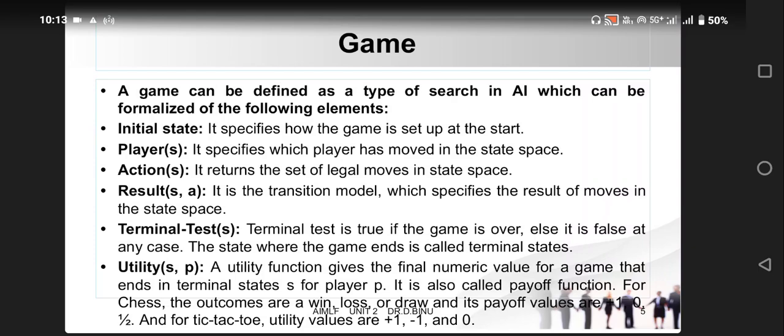Terminal test is true if the game is over, else it is false. The state where the game ends is called the terminal state. Utility: a utility function gives the final numeric value for a game that ends in terminal state S for player P. It is also called the payoff function. For chess, the outcomes are win, loss, or draw, and its payoff values are plus 1, minus 1, and 0. In tic-tac-toe, utility values are plus 1, minus 1, and 0.